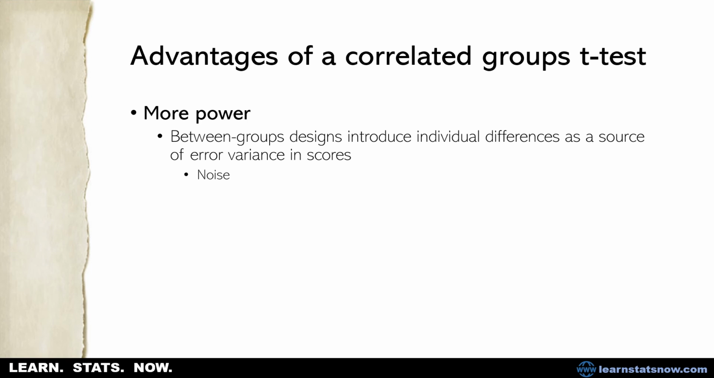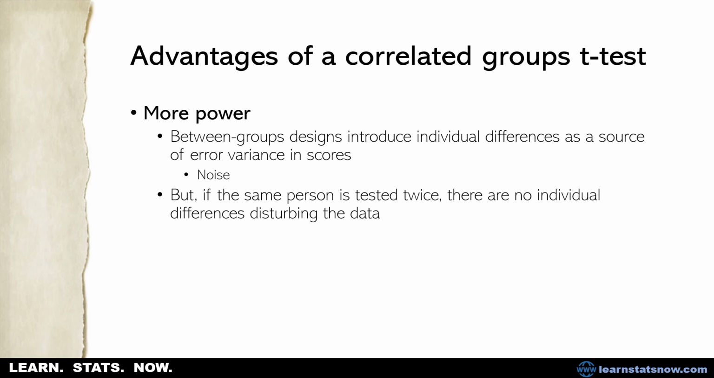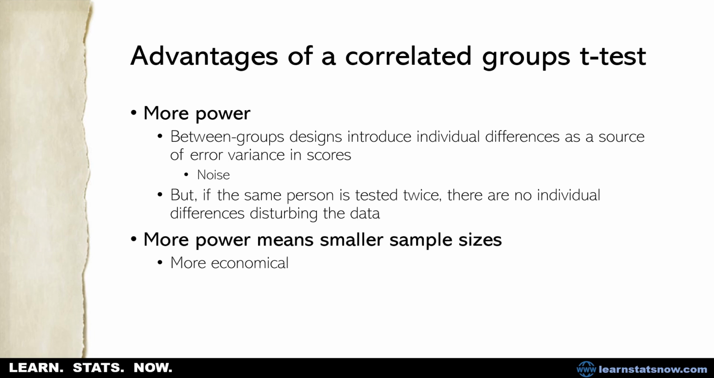So those individual differences in backgrounds, which could affect scores on the dependent variable, aren't present in the correlated groups t-test, because if the same person is tested twice, there are no individual differences to consider. So there's no individual differences disturbing the data. So that means there's more power, which in turn means you can have probably smaller sample sizes in order to run the study, and that makes them more economical because research participants cost money, right? So it's a more economical study.